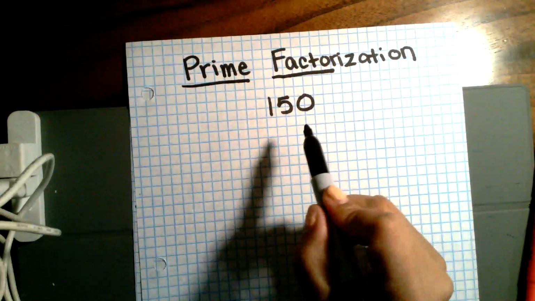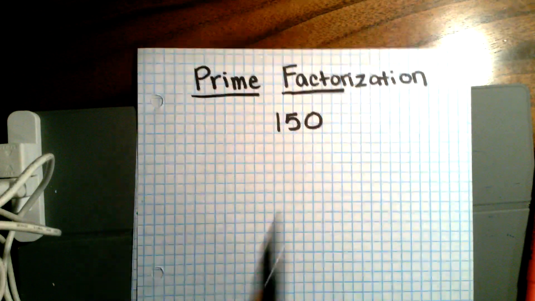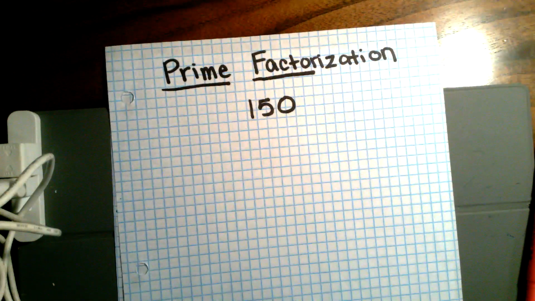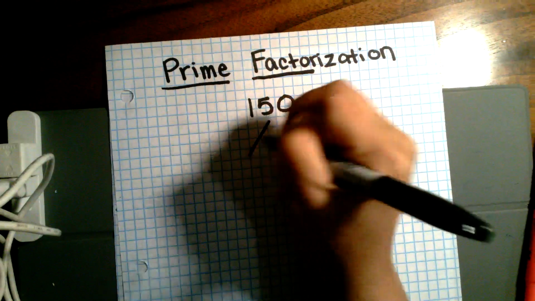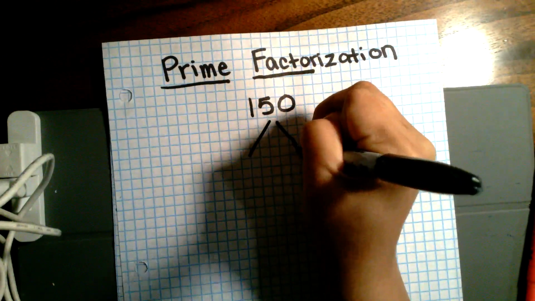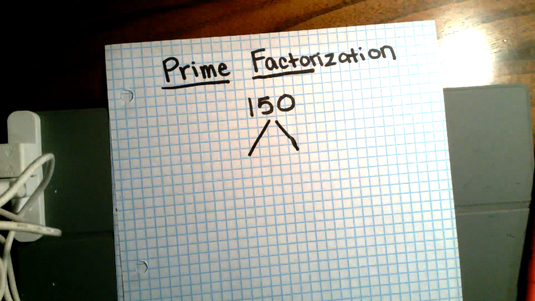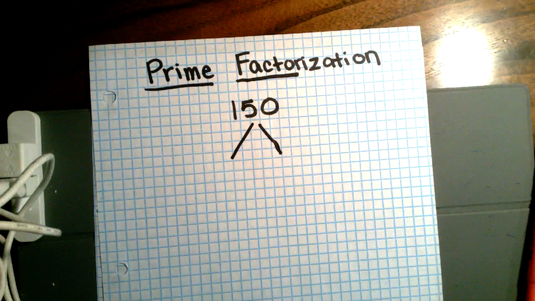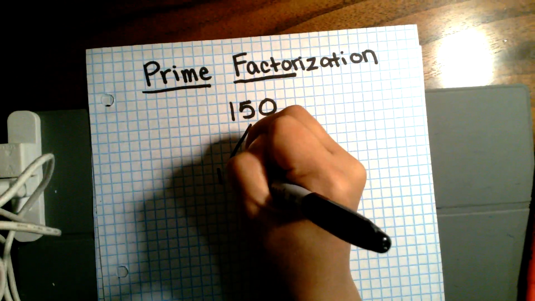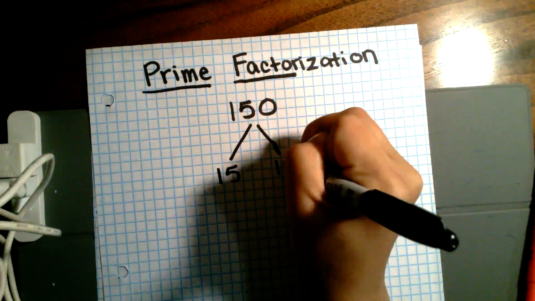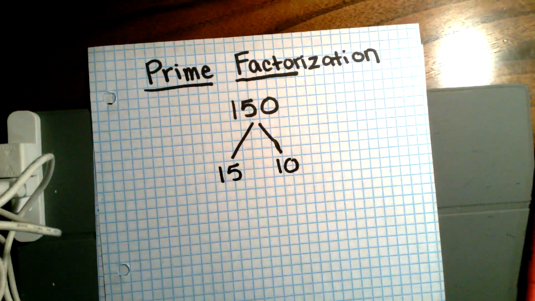So we're going to find the prime factorization of 150. I'm just going to think of two numbers, and I really like these because they're kind of like puzzles, and you don't necessarily just have one way to do them. So I'm going to think of two numbers that when you multiply them together, you get 150. Right away, I think, okay, 15 times 10 would give me 150. Great. Now I'm going to start working with these numbers individually.